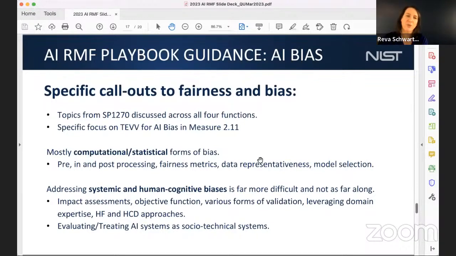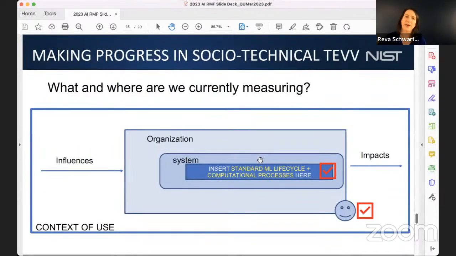Leveraging domain expertise across the board, but specifically for human factors, sociocultural approaches, the use of human-centered design approaches are other ways to counteract specifically human cognitive bias. But ultimately, what we're talking about is treating AI systems as sociotechnical systems for those latter 2 categories. And this gets back to that original first question, how do we make this stuff more concrete rather than just picking out of thin air things that we might think work?